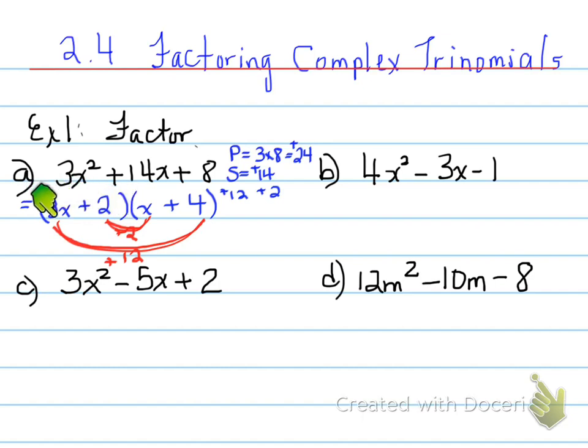How does that help us? Well, 3x times 4 is 12x, plus 2x gives us 14x. And 2 times 4 gives us 8. That's the last part. So our OI, our middle part of FOIL, our outside, inside, will match the middle number when you add them together. All right, again, we multiply across and then we add the outside and the inside. We multiply the outsides, multiply the insides, then we add it together.